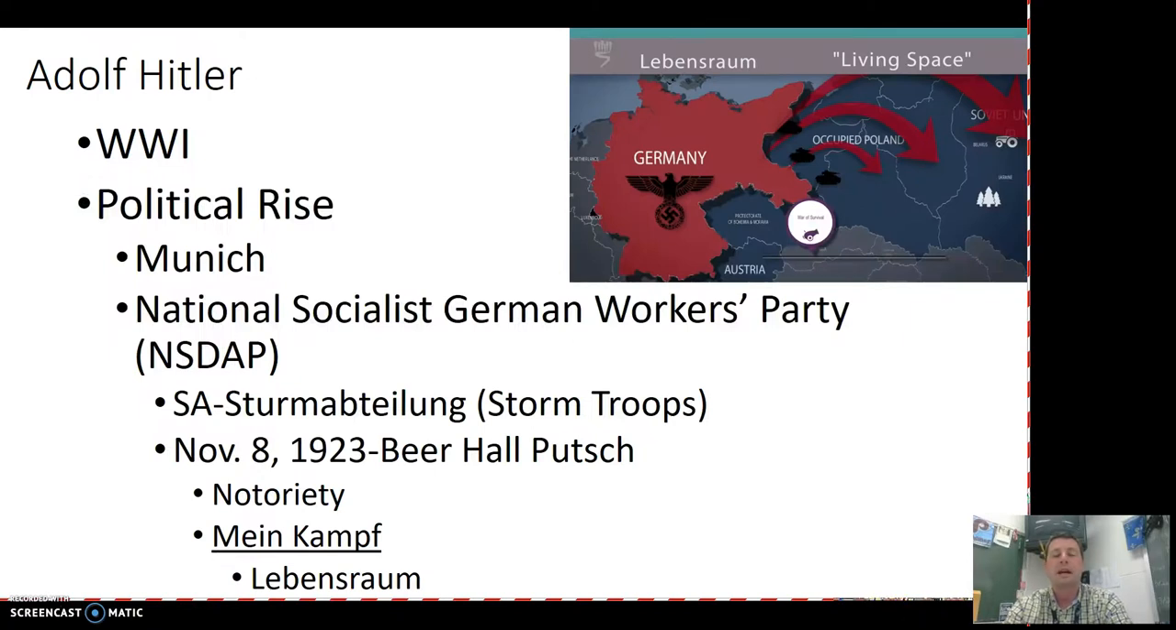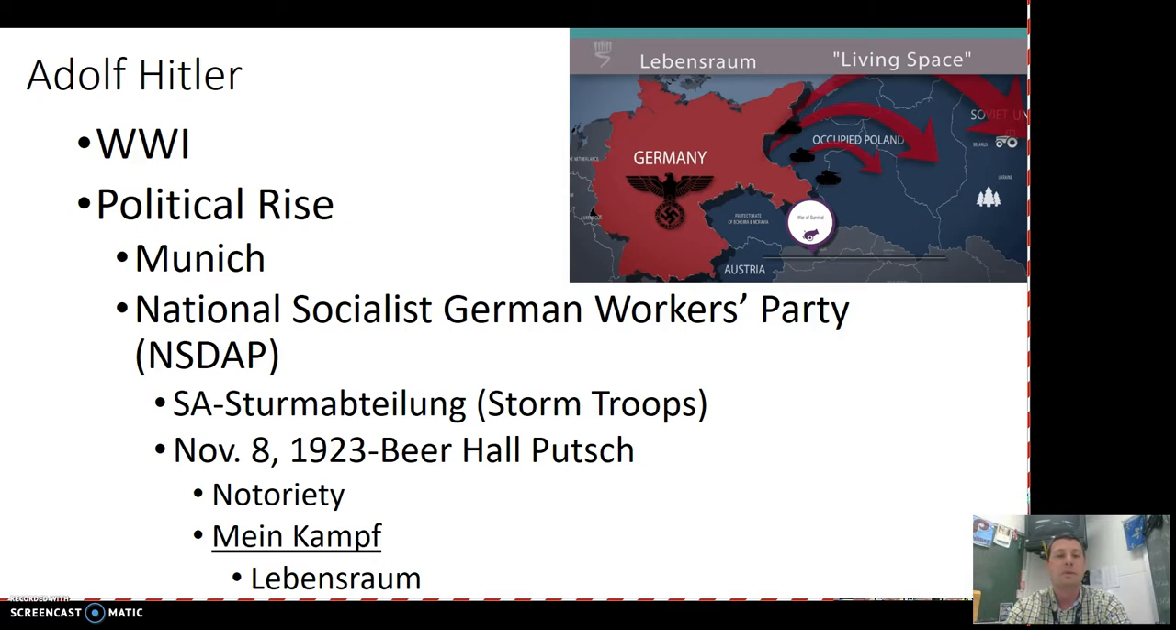Political rise. Adolf Hitler in World War I serves as a messenger. By all accounts, he serves heroically, bravely, taking messages in between the trench lines and things like that. He experiences leading men for the first time, and so he jumps into politics and makes his way to Munich and eventually becomes the leader of the National Socialist German Workers' Party, the NSDAP, which is going to be the Nazi party, taking the phonetic of N and S, Nazi.